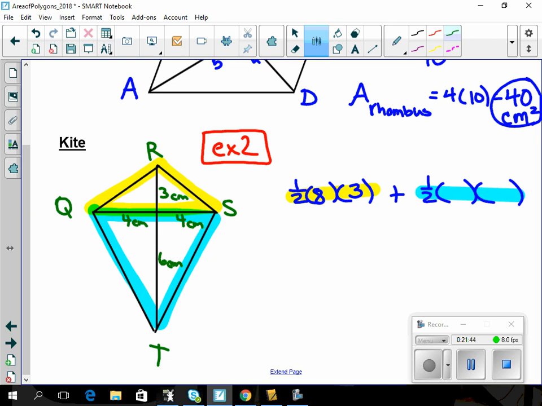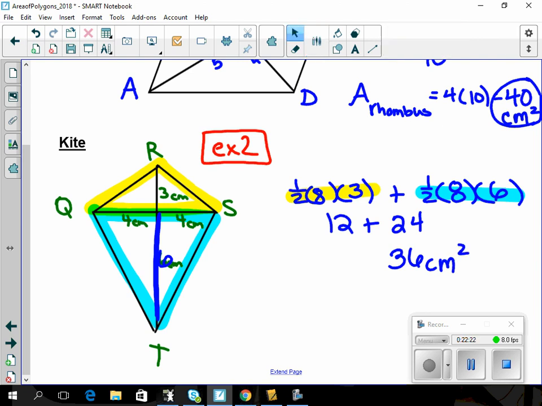How about in the blue triangle? What's the base of the blue one? It's also 8. Good. What's the height of the blue one? Just the blue one. It's hard to read, but it's a 6. Oh, okay. So that's a 6. Are we okay with that? And then we're just going to add them together. So half of 24 is 12. Half of 48 is 24. We're going to add them together, and we get 36 centimeters squared.